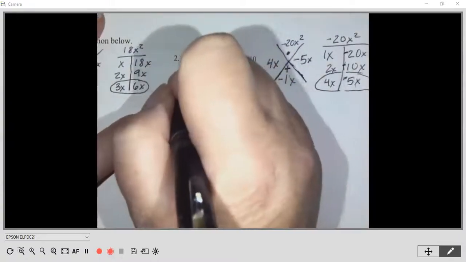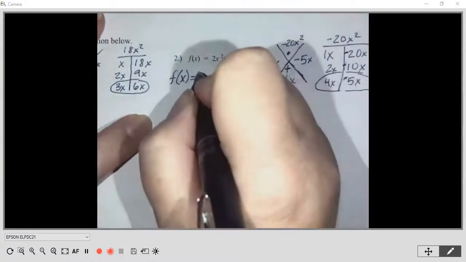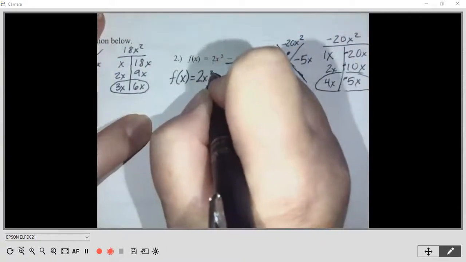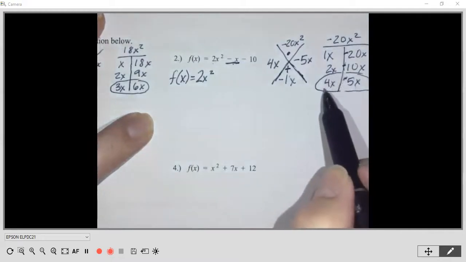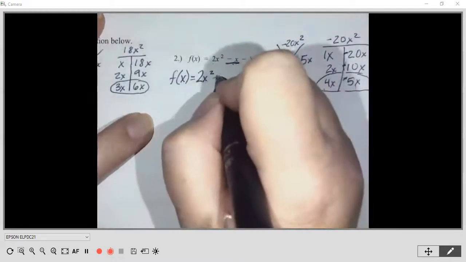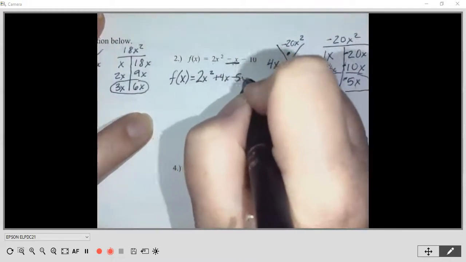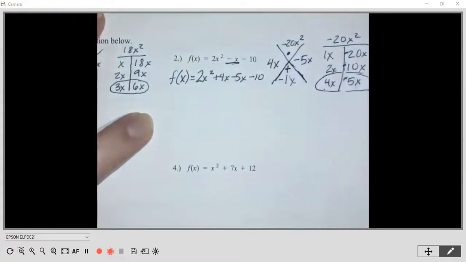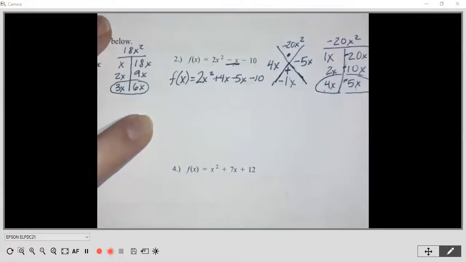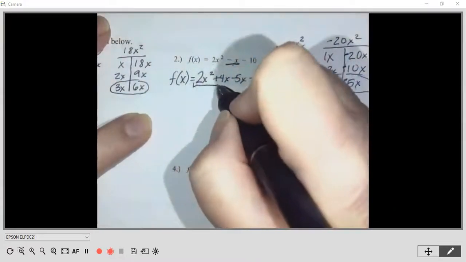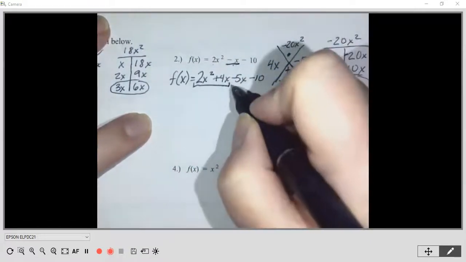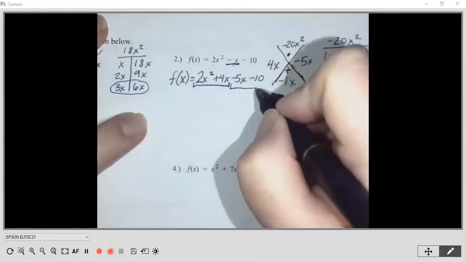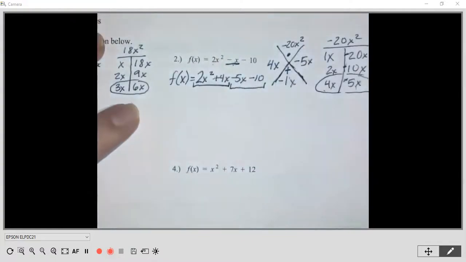So I'm rewriting my trinomial as f of x equals 2x squared. And again, instead of minus x, I'm writing these two numbers, plus 4x minus 5x. And then bring down the minus 10. Now I can factor by grouping. My first group is 2x squared plus 4x. My second group is negative 5x minus 10.